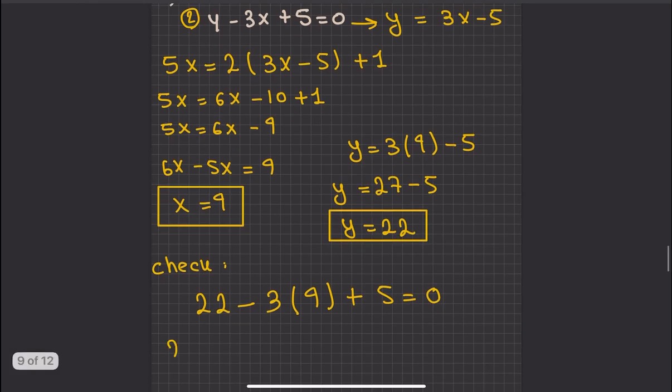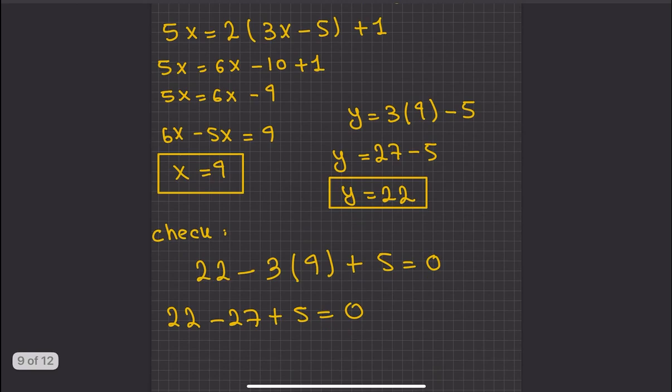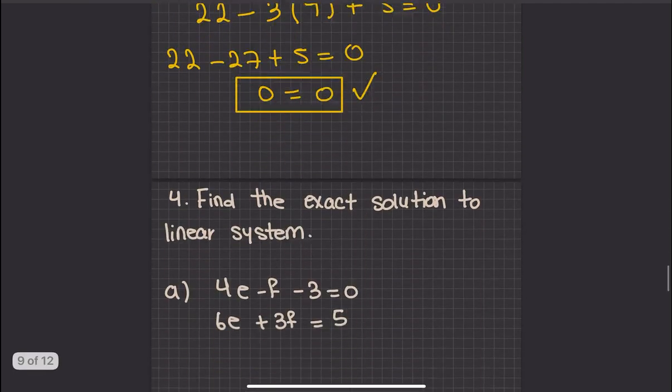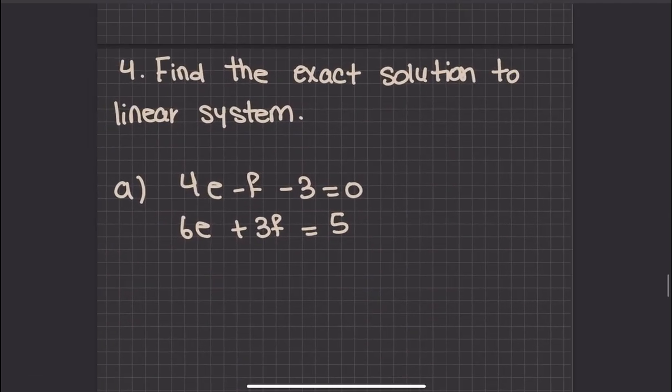So it's going to be 22 minus 3 times 9. It's minus 27 plus 5 equals 0. 22 minus 27 is minus 5. Minus 5 plus 5 is 0. And here we have 0. So as you can see, left and right side are equal. So that means our variables are correct. So let's move on to the next question.